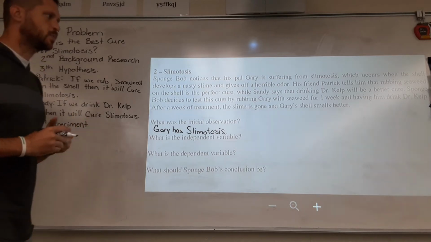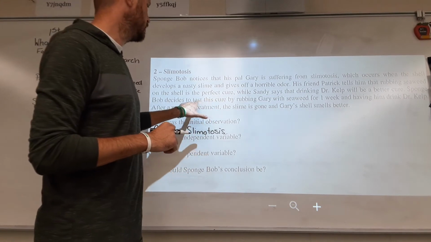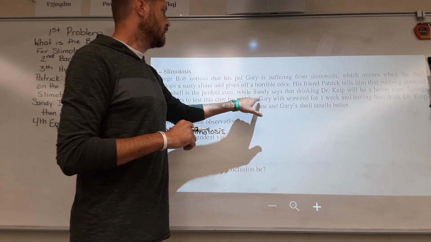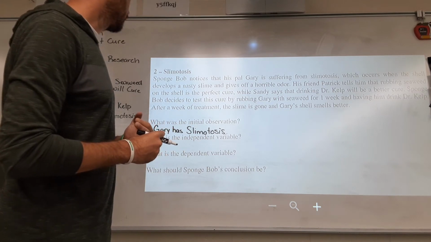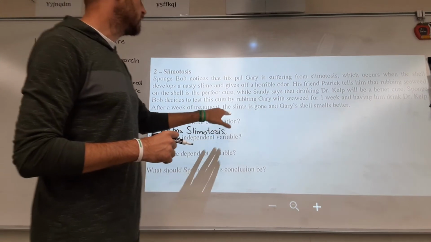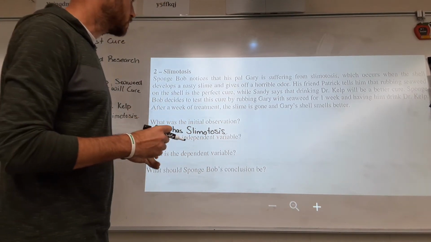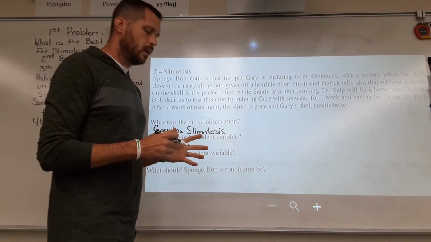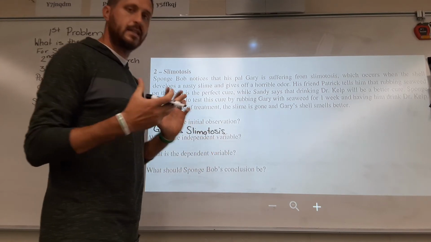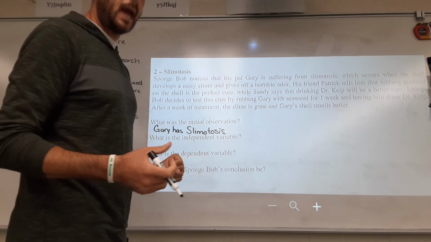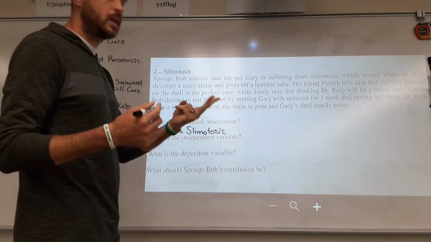All right, so let's look at SpongeBob's experiment here. SpongeBob decides to test this cure by rubbing Gary with seaweed for 1 week and having him drink Dr. Kelp. After a week of treatment, the slime is gone and Gary's shell smells better. I told you guys we should always think about how many test groups we have and how many times we're doing the experiment. Well, in this case, we should have 2 test groups, right?